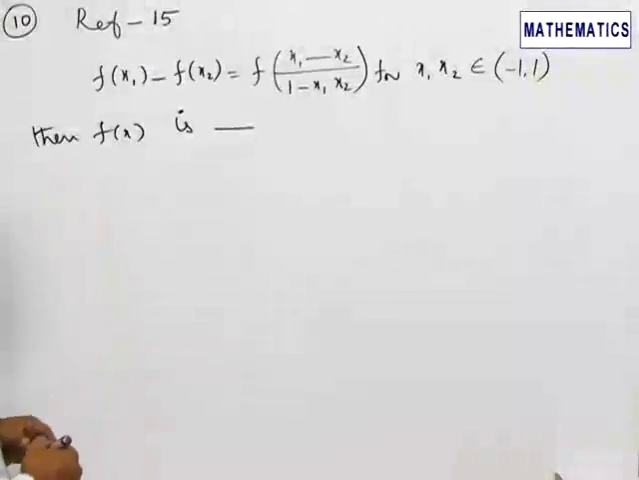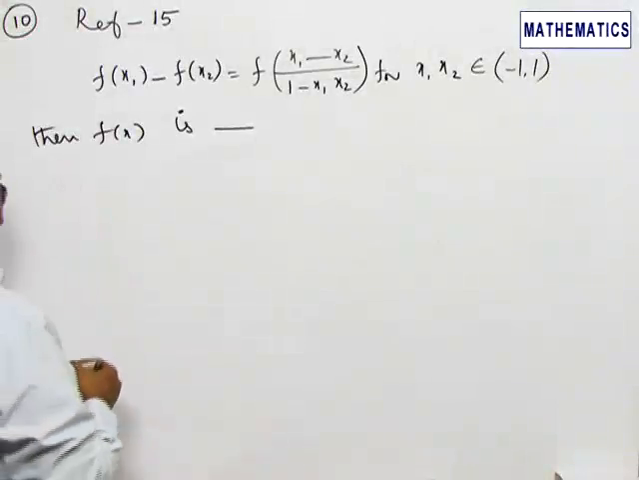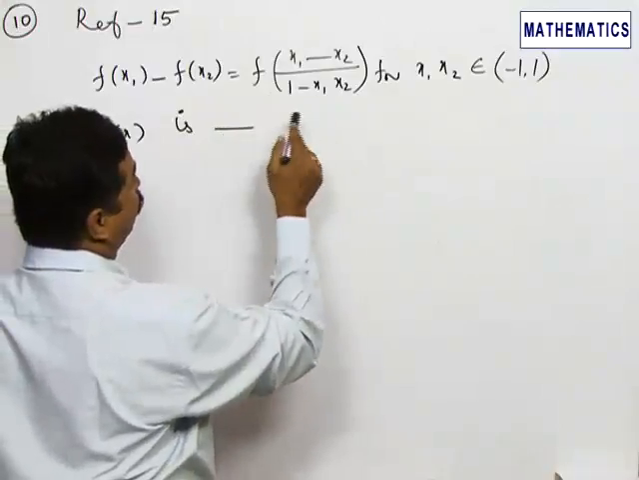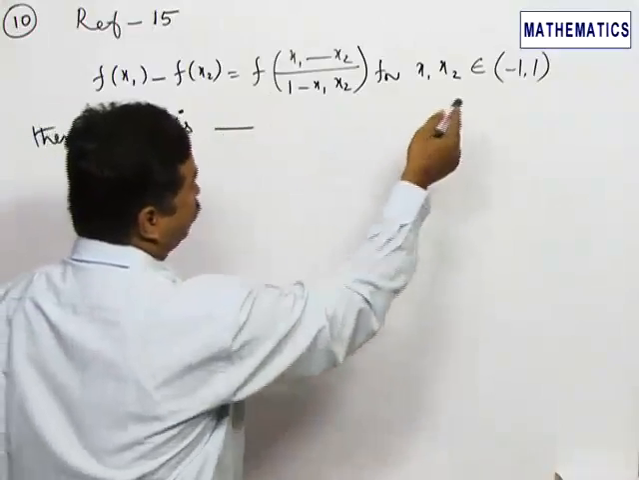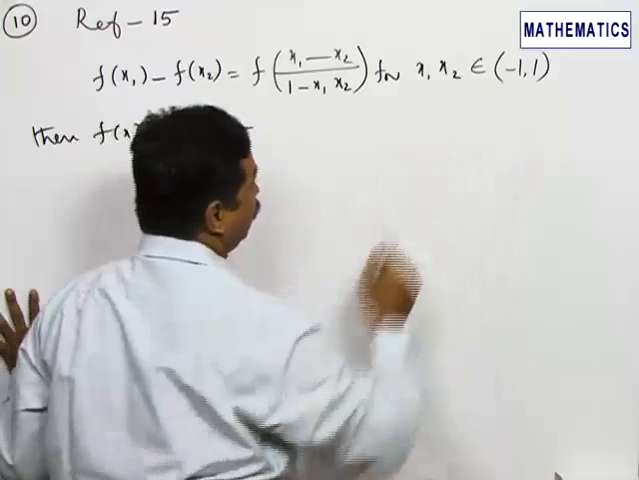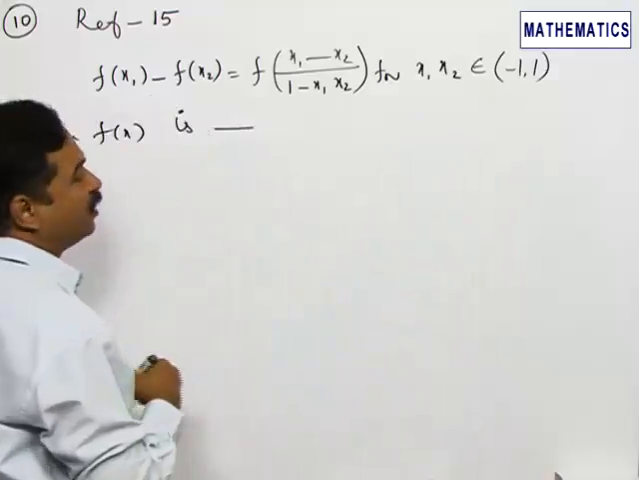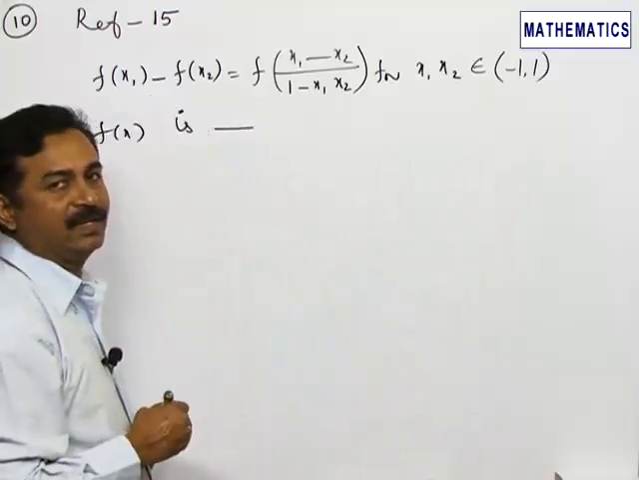Now let us refer to question number 15. It is given that f(x1) minus f(x2) is equal to f((x1 minus x2) by (1 minus x1 x2)) for x1, x2 belonging to (minus 1, 1). Then what is the function? For which among the four choices? Let us take the first option.